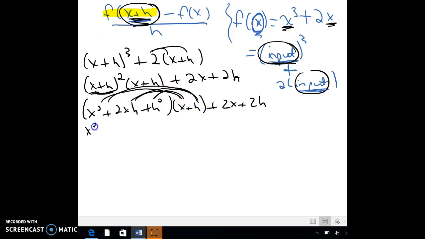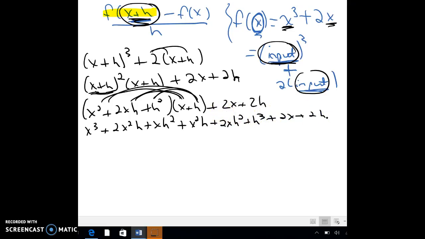So what do I get? I get x cubed plus 2x squared h plus xh squared. And now I have to distribute the h. So that would be plus x squared h plus 2xh squared plus h cubed. And then I still have to write my previous stuff as well.